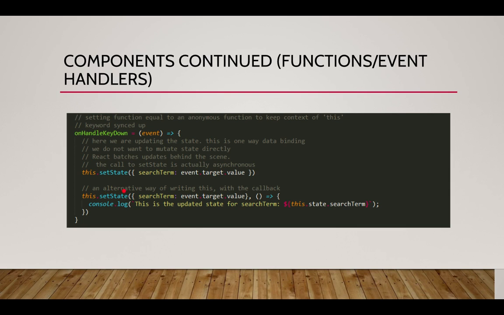Here, this is a pretty common one. Not everyone knows about this, though I think a lot of people do. Here's an alternative way of writing this with the callback. Here we're updating it, and the next argument is a callback function, and this will be called after the batch updates have happened and everything's been enqueued, and we have that merged copy of the state. So we know that this is the updated state for searchTerm. If we log out this.state.searchTerm, we are going to have an in-sync string here that represents the current search term of the state of the component.